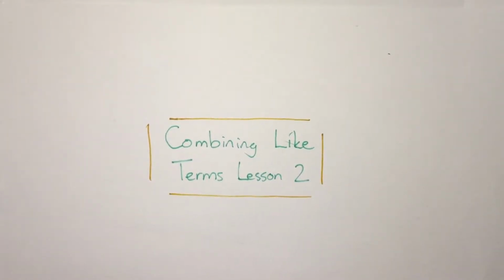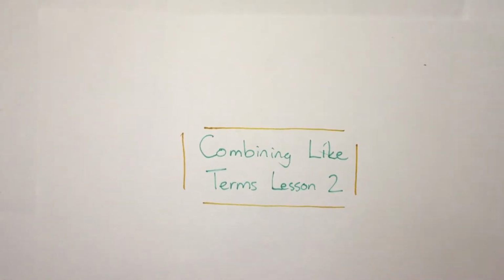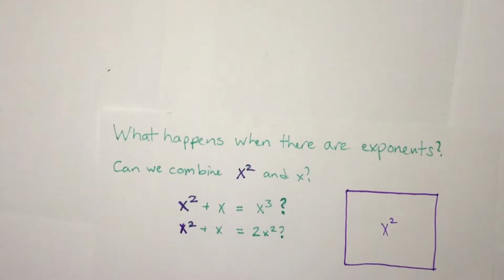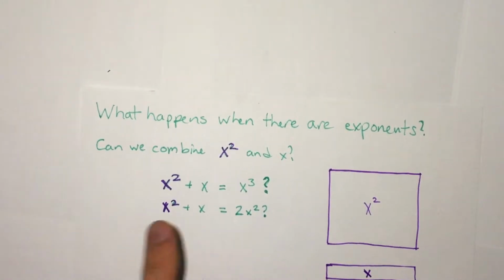In this lesson, we're going to look a little more at combining like terms. One thing we talked about in the last lesson is how we can combine terms like 3x plus 5x to equal 8x. But something that wasn't talked about was what happens if we have some x's, but some of them are x squared or x cubed or just x. Can we combine those? So what happens when there are exponents?